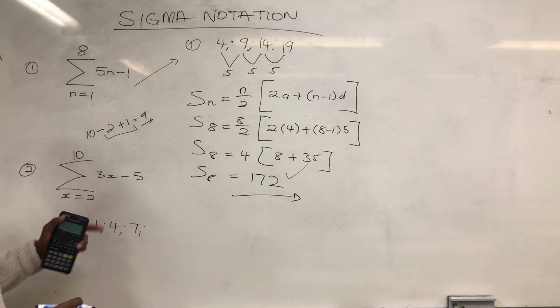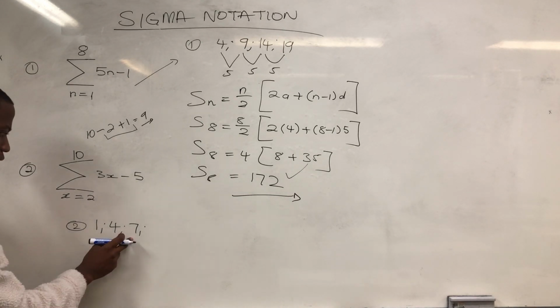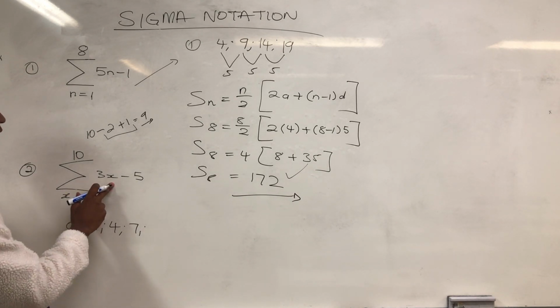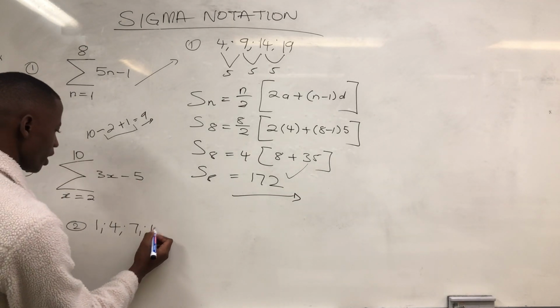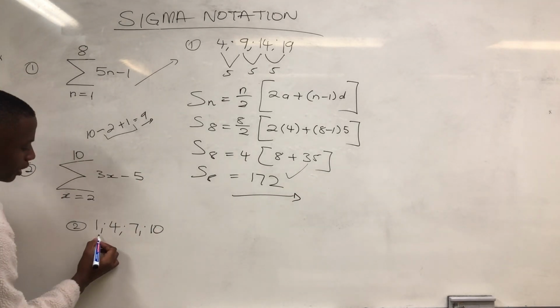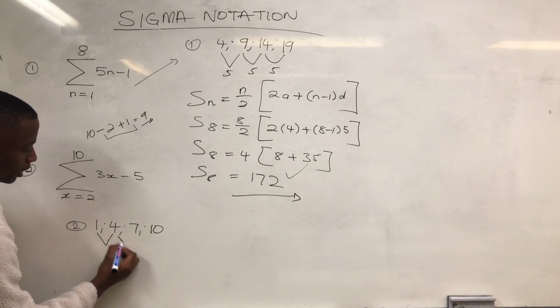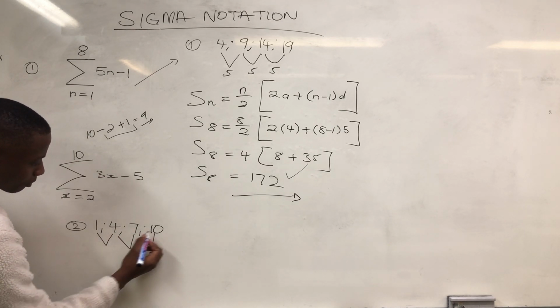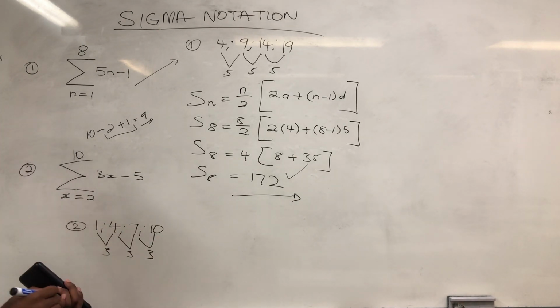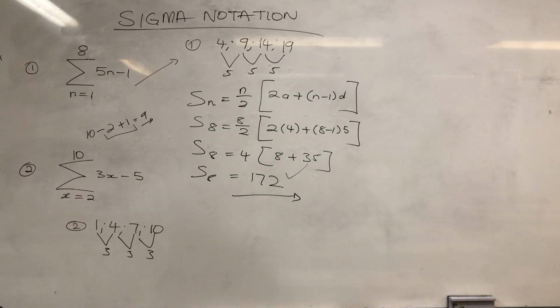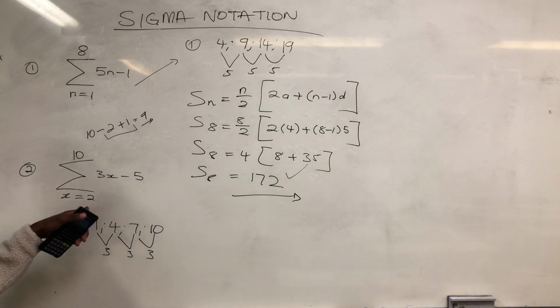You're starting from 2, so 2, 3, 4, 5. 3 multiplied by 5 is 15, minus 5, it's 10. So that means the difference there is 3. You can see 10 minus 7 is 3, 7 minus 4 is 3. You get 3. So let's move into actually determining our sigma notation.